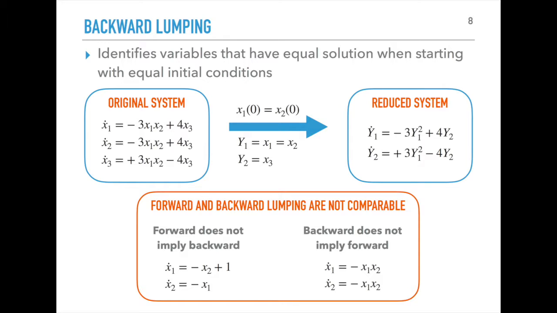Notice that in the case of forward lumping, we don't have that assumption because we just sum across all the initial conditions of the variables that are equivalent. Here, we need to be careful about the initial conditions of the variables that are equivalent in the reduced system.